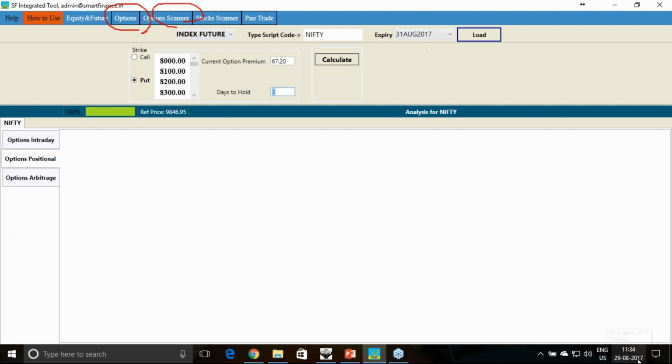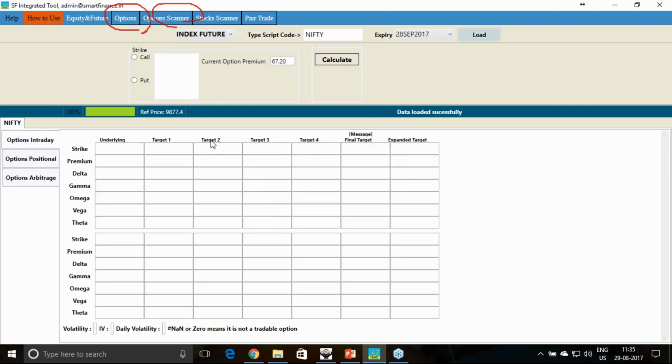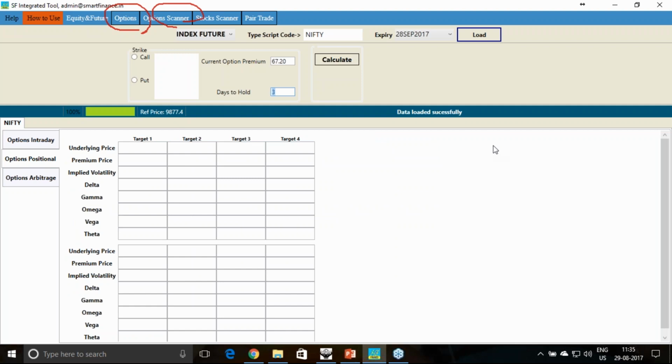Since August 31st it is going to expire, and today we are on the 29th of August. So we have only 2 more days till expiry. So I'll just go for the September series and load the data for September. I got the September future at 9877.4. This is the price at which the September future is being traded now. So all call options and put options data I got, minimum 3 days.